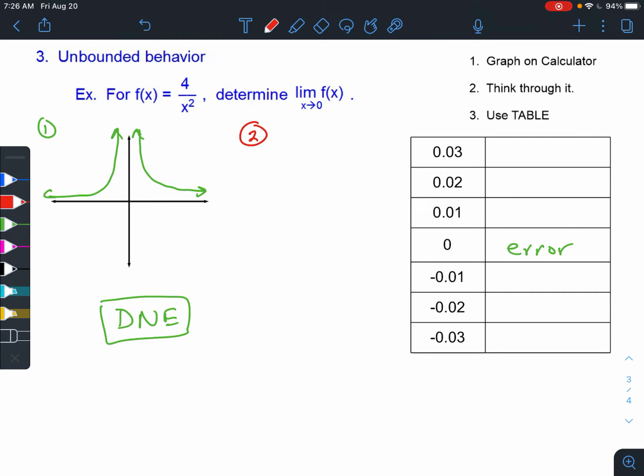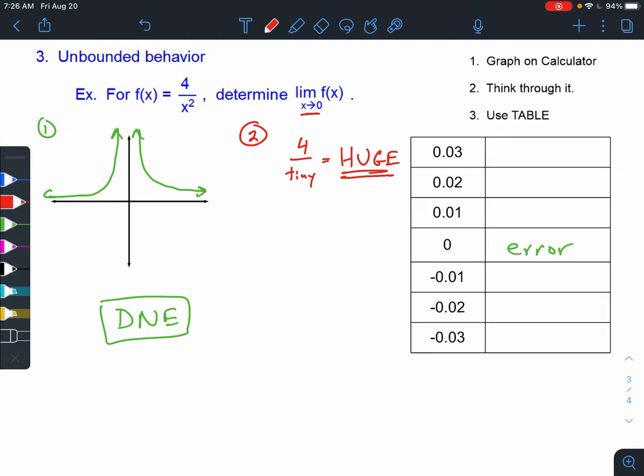All right. Option 2, think through it, is kind of what I've already said. You're looking at 4 over some tiny, tiny, tiny number, and even if you square a decimal, something less than 1, you get something even smaller. So if we take 4 over one of those small numbers as we're trying to approach 0, it's going to be equal to some huge number, effectively heading all the way to infinity, but that's a concept, it's not an actual number.